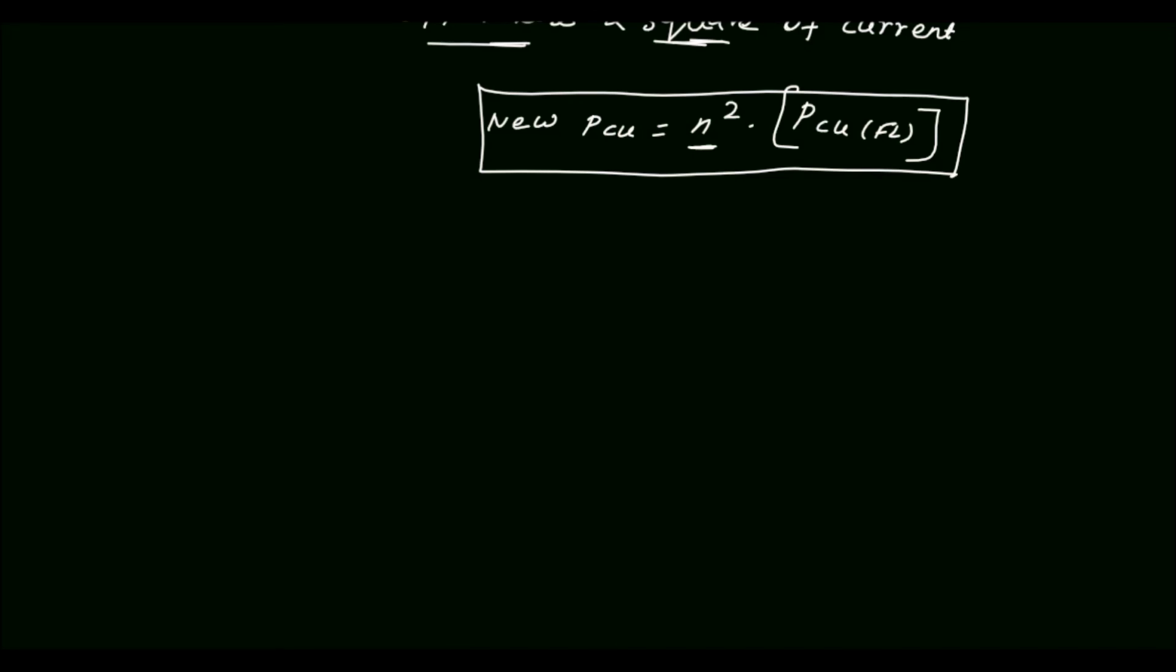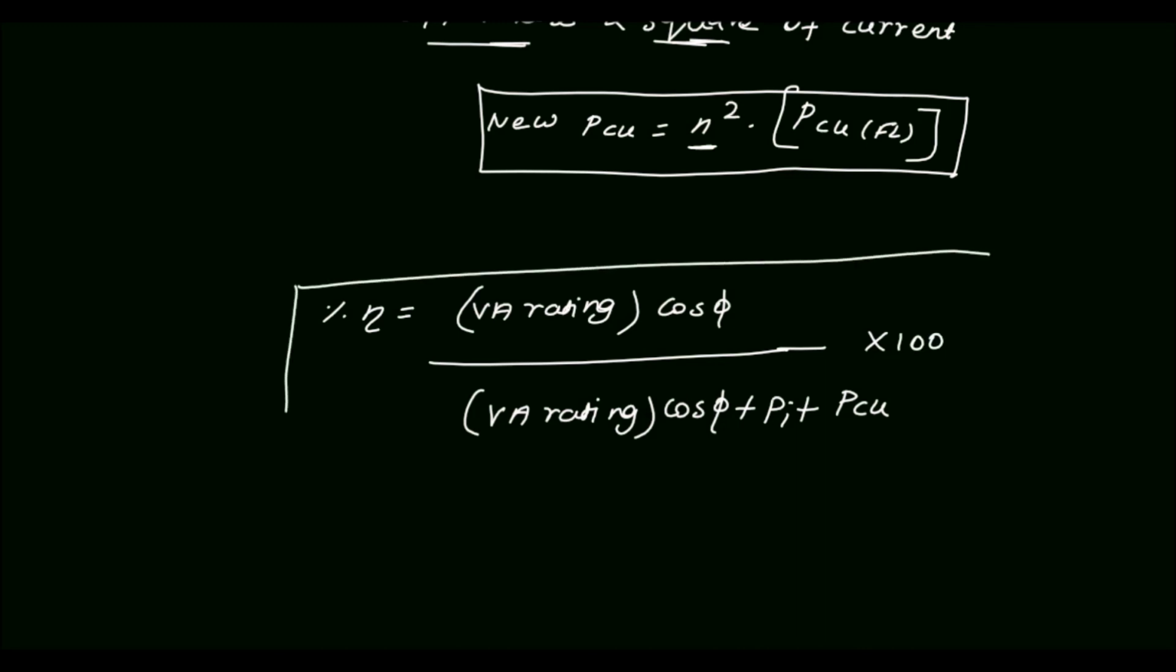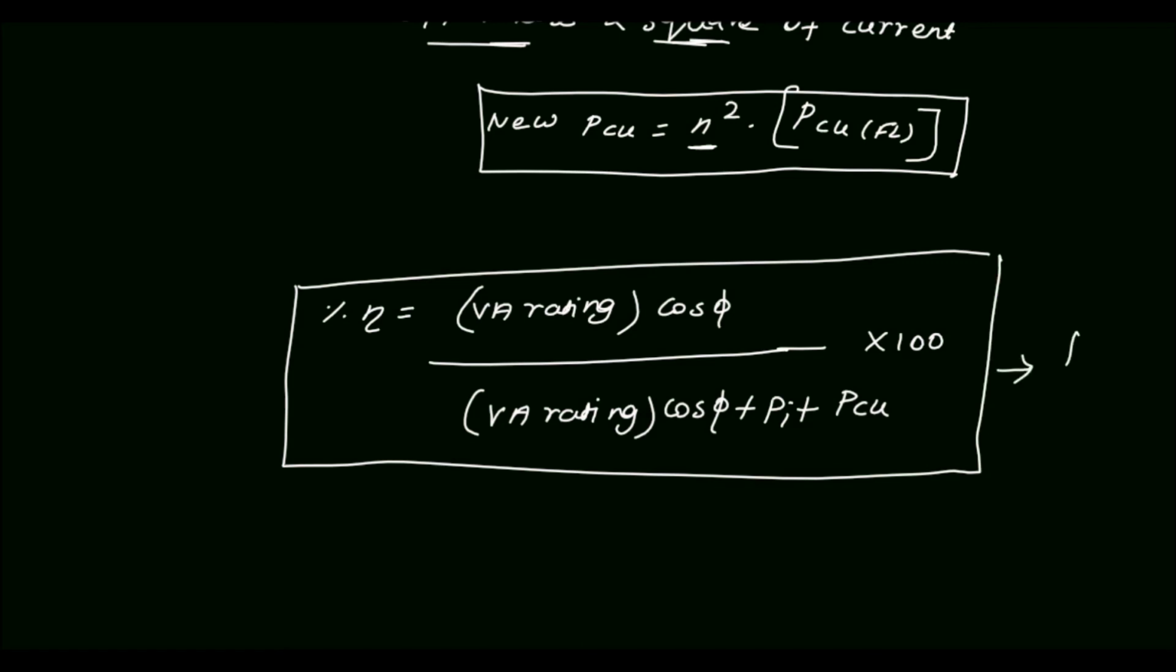Previously we derived the expression for full load efficiency, which is percentage of full load efficiency equal to VA rating into cos phi divided by VA rating into cos phi plus iron loss plus copper loss, into 100. This expression is used when the full load is applied.